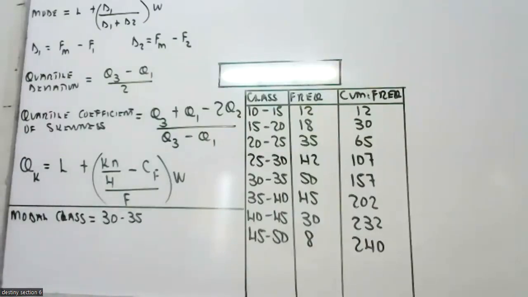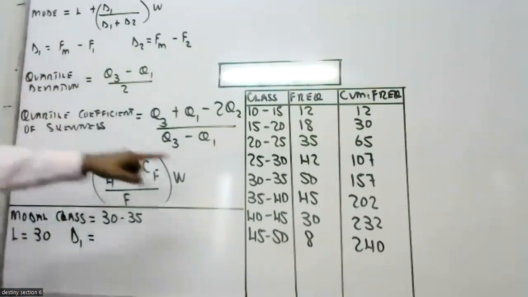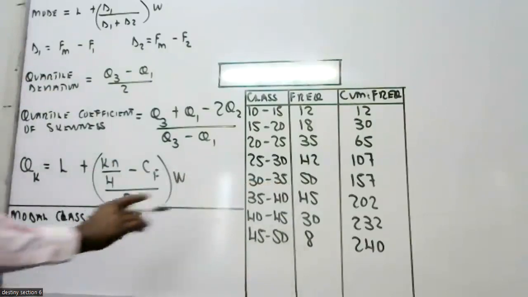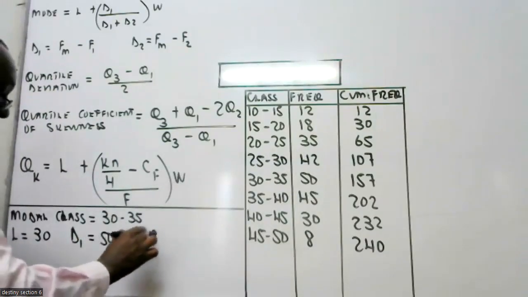And therefore my L is this one, 30, the lower limit. D1 will be the frequency that is highest, this one, 50, minus the one that is above it, F1, 42. That gives us 8.